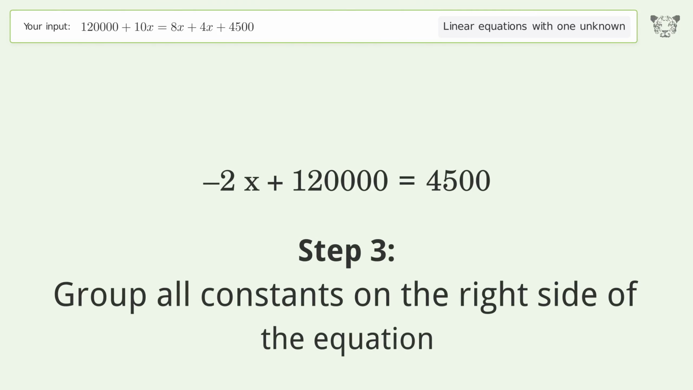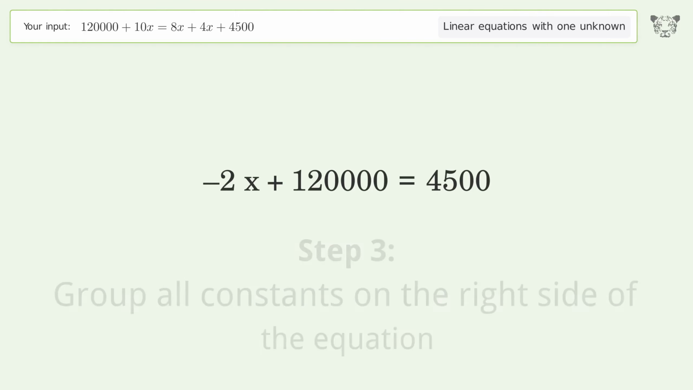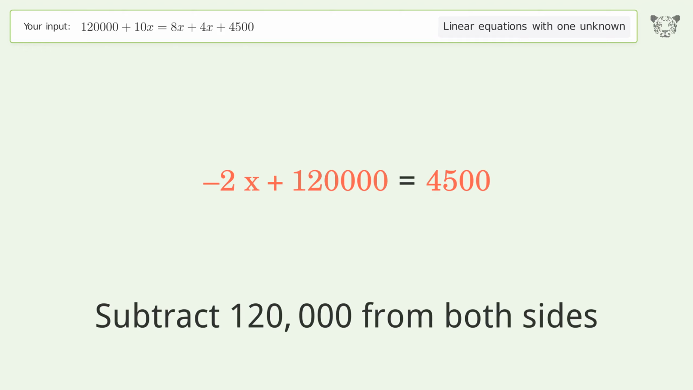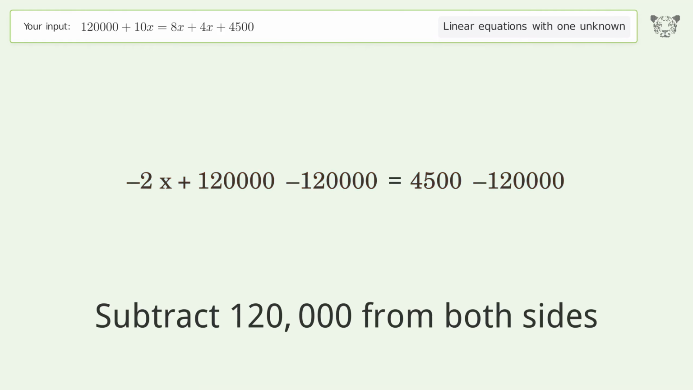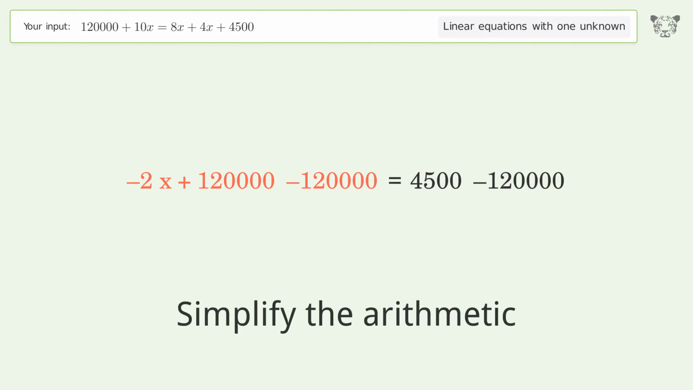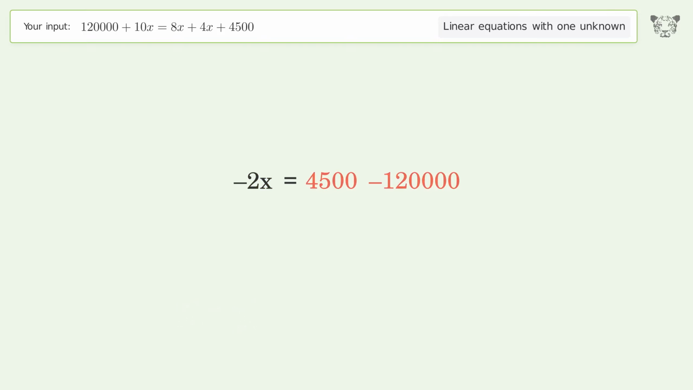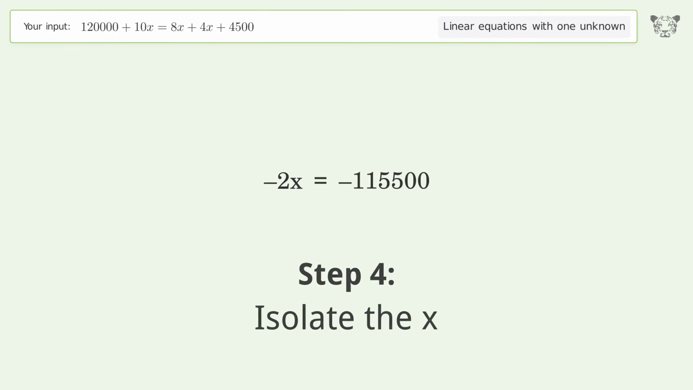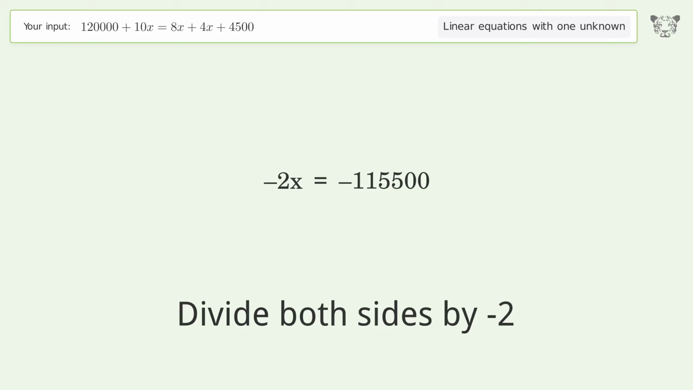Group all constants on the right side of the equation. Subtract 120,000 from both sides. Simplify the arithmetic. Isolate the x. Divide both sides by -2.